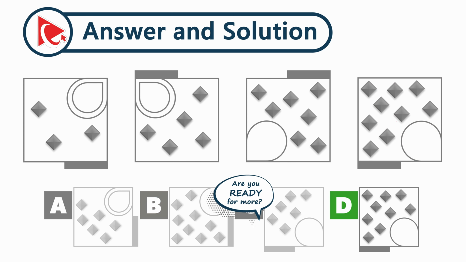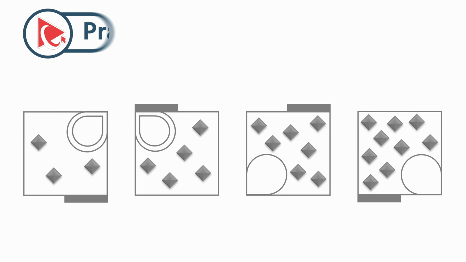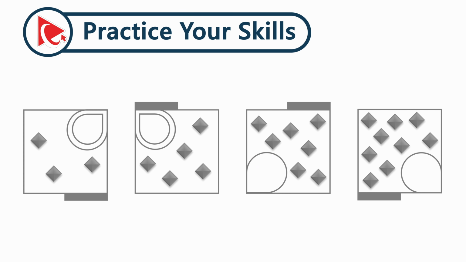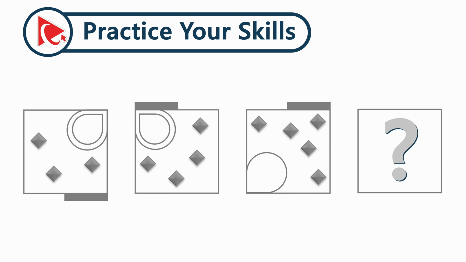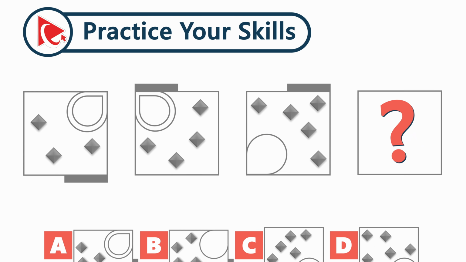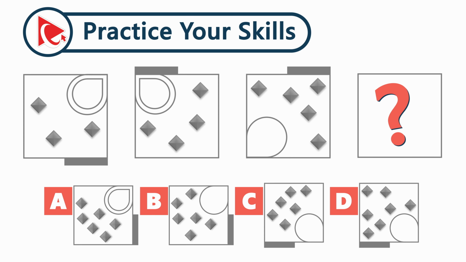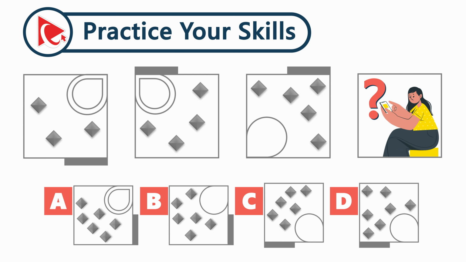But wait, are you ready for more? Try this question to see how you would do. You're presented with the sequence of shapes. 3 shapes are present and the 4th shape is missing. You have 4 choices for your answer, choices A, B, C, and D. Once you've determined the answer, share it in comments and I'll give you my feedback. Good luck with this exciting challenge.